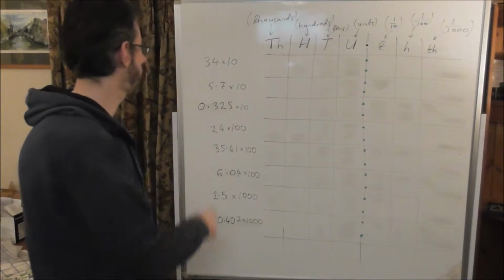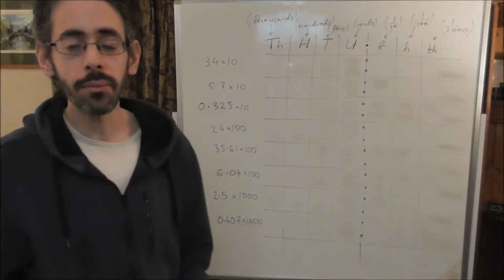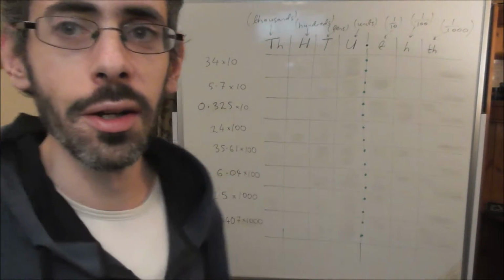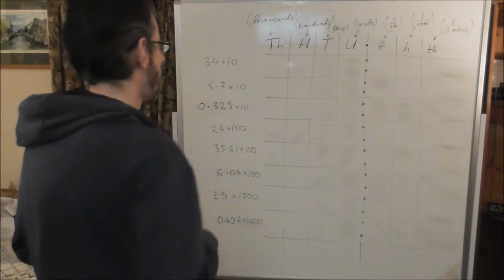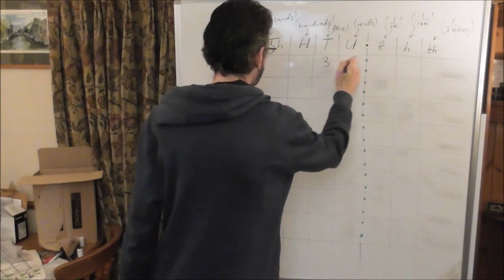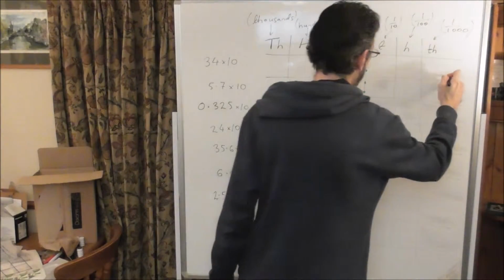So the first one is 34 times 10. So let's put 34 on the grid. So 34 is 3 tens and 4 units. So I put a 3 in the tens column and a 4 in the units column, and I'm going to multiply it by 10.